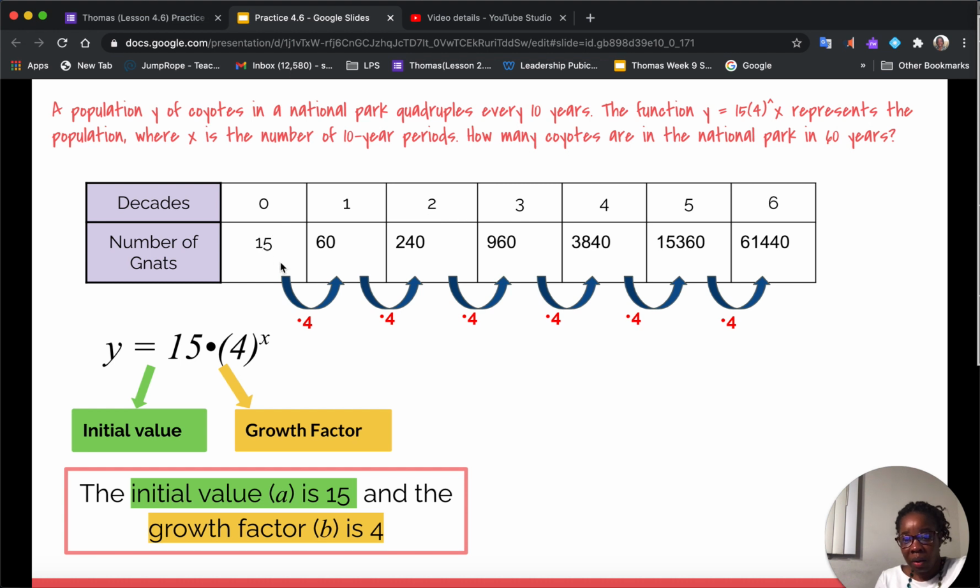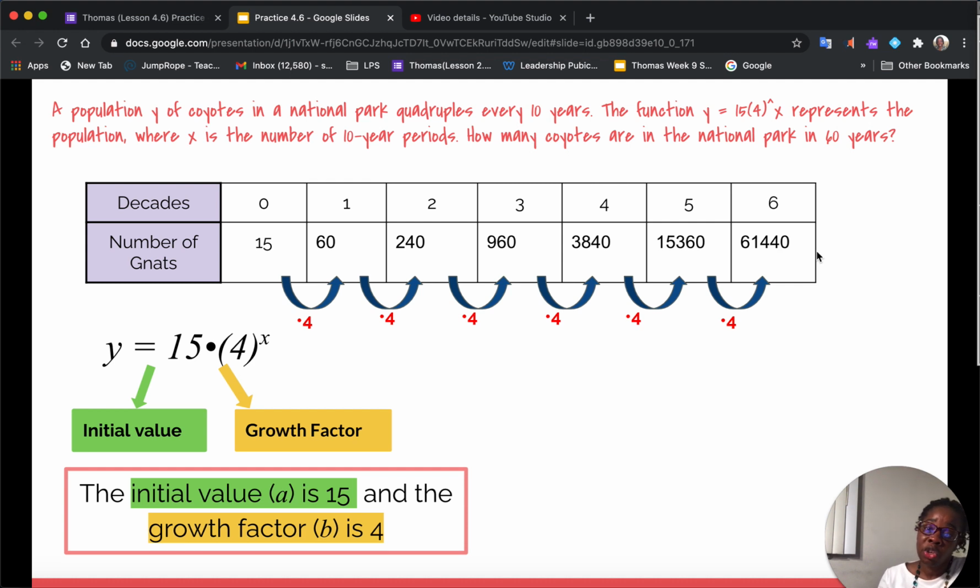So start out with 15, you're multiplying by 4 each time. 15 times 4, that's 60. 60 times 4, 240. All the way up to 6 decades, which would represent 60 years. And this would give us a population.